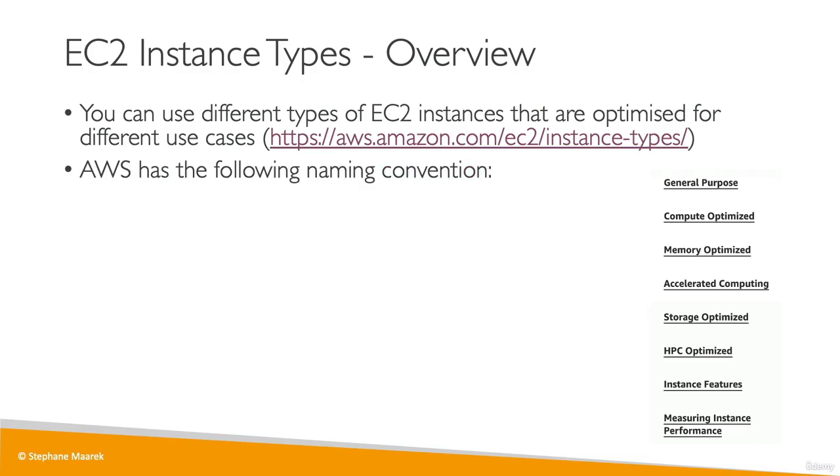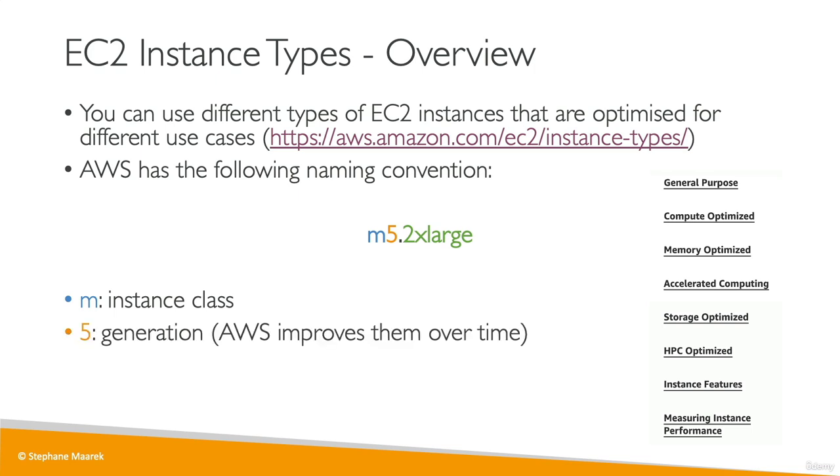AWS has the following naming convention. For example, we'll be talking about an M5.2xlarge type of instance. What does that mean? Well, M is called the instance class, okay? And in this case, this is a general purpose type of instance. 5 is the generation of the instance.